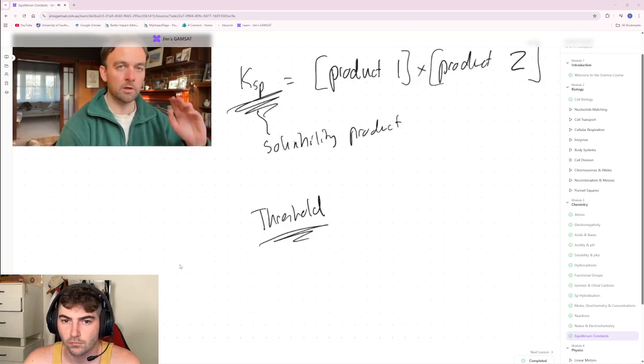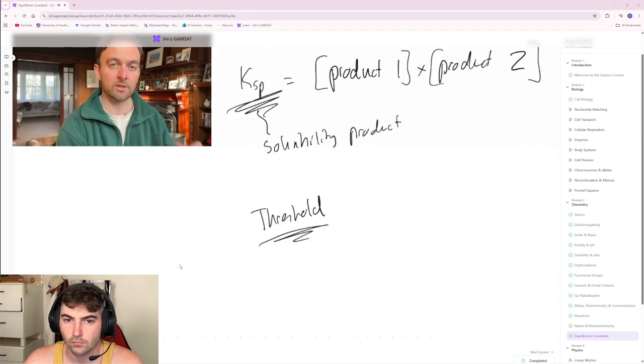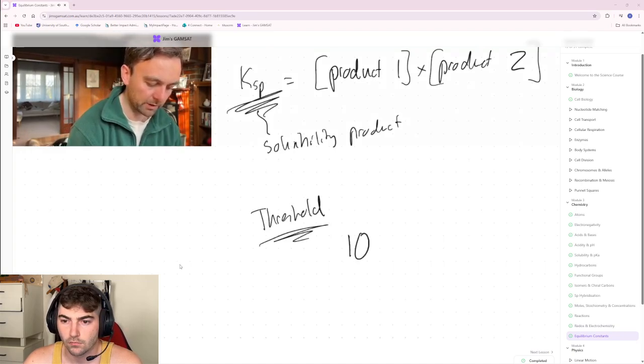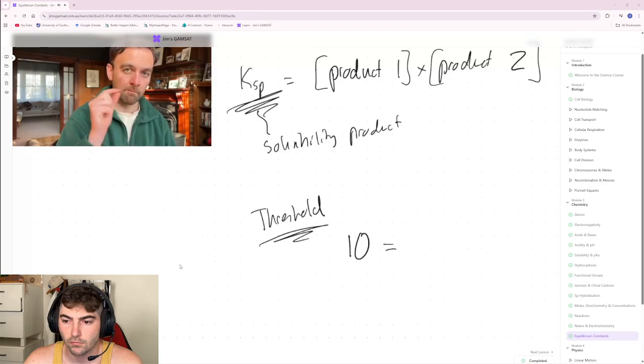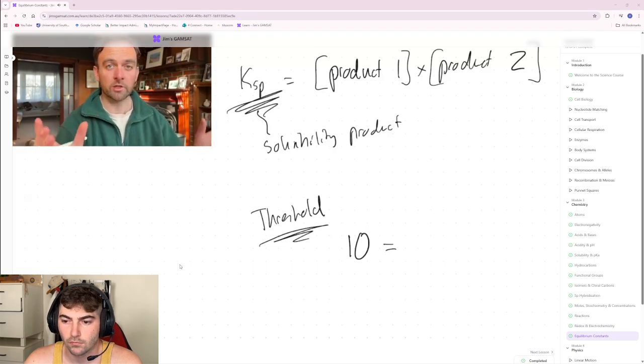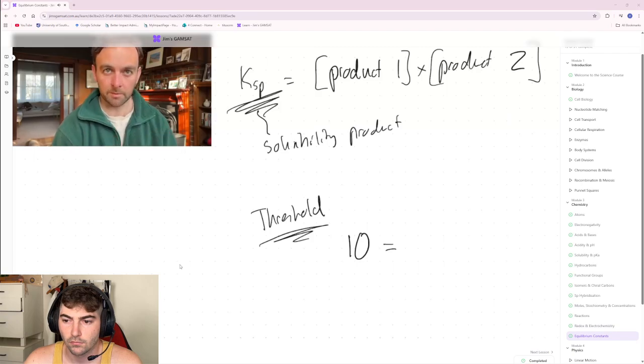So whatever molecule you're using for KSP, it has its own value. You can't change that. That's just inherent to the molecule. So we're going to have this KSP value, and let's just say that KSP value is 10, for example. That means we can multiply together the concentrations of the two products, and if it's under that threshold, we know that they will both be dissolved in the solution. If it's above that threshold, then we're going to have something called a precipitate forming.